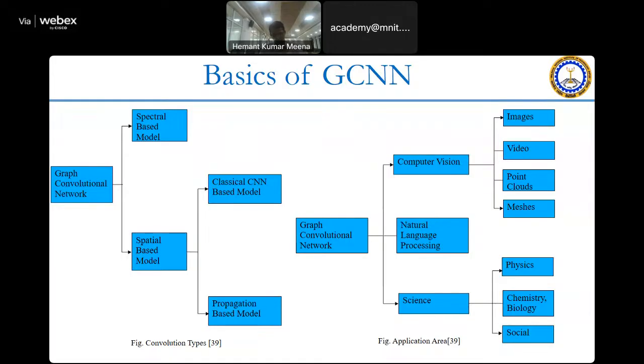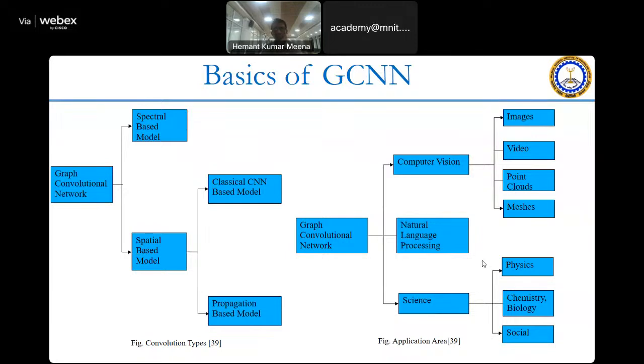Whenever you are seeing any image or video, the first thing that should come to your mind is: what would I take as a node? How would I define the edges? What would be the strength of that edge? Because once you are able to represent it in the form of a graph signal, then all the tools you can apply using the toolboxes in MATLAB as well as Python. In science, it has been shown here. So what has been shown? It is physics, chemistry, biology, social.